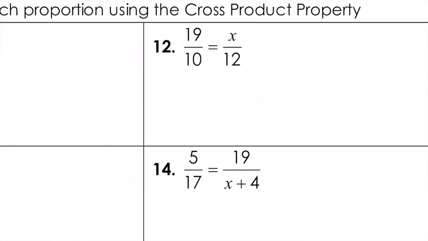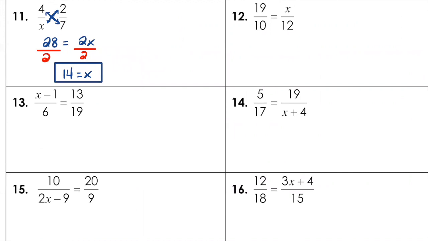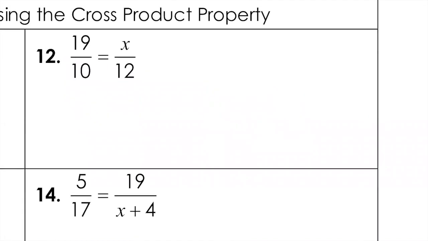All right, let's look at number 12. 19 over 10 equals X over 12. So we're going to cross multiply. We're going to use our cross product property. So 19 times 12, 10 times X. You'll see why I'm trying to write those out a little later. It's not a bad habit to be in, but I'll understand if you just do 19 times 12 on your own. What's 19 times 12? 228, thank you, ma'am.